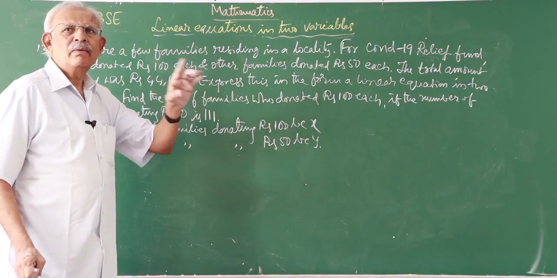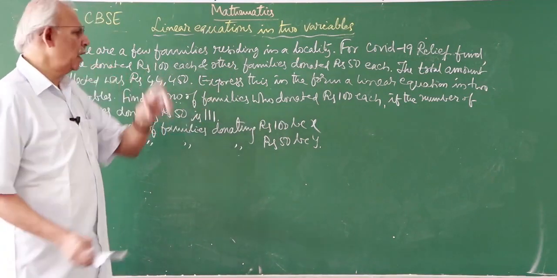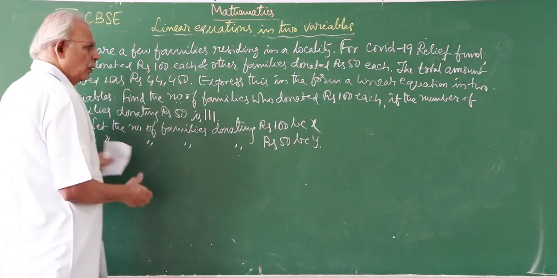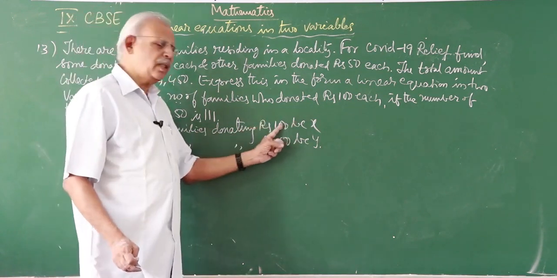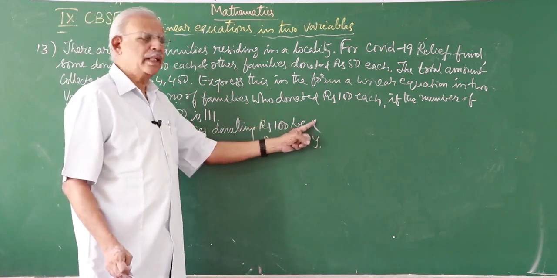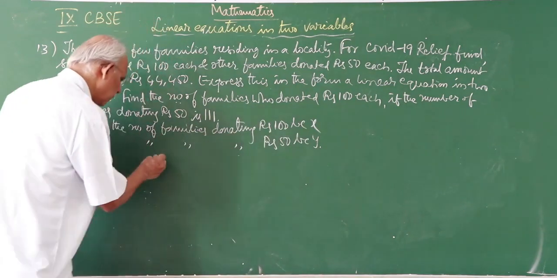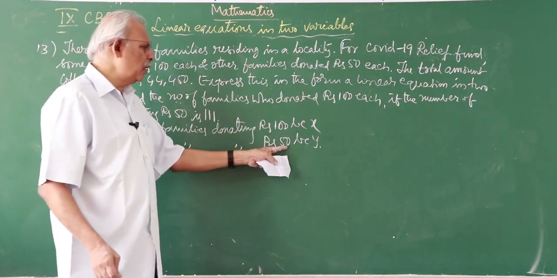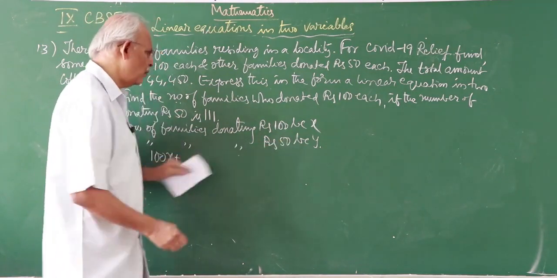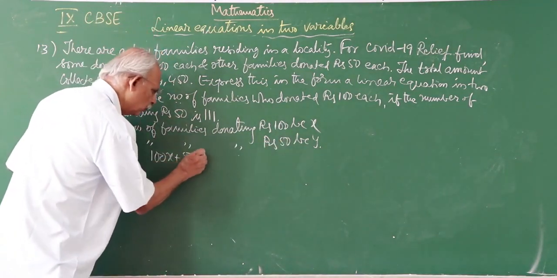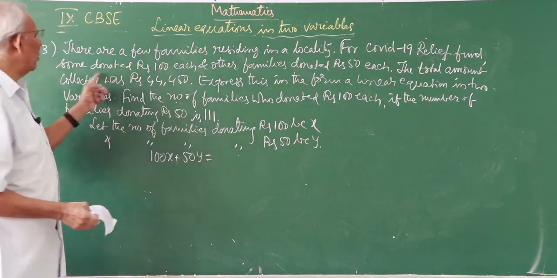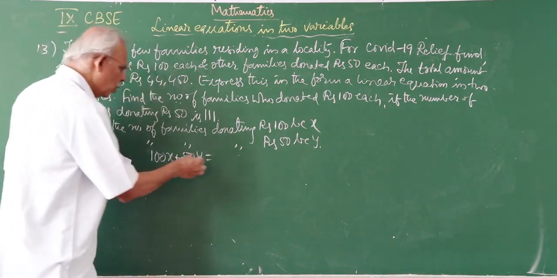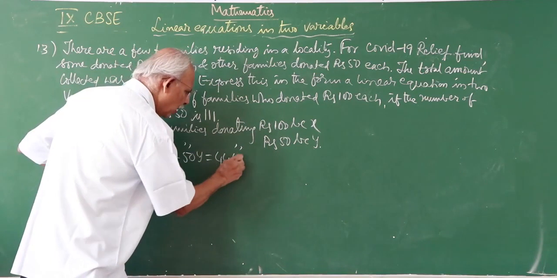Now here, first thing is you have to form the equation. When one family donates 100, and there are X families, therefore 100X. And here one family donates 50, there are Y families, therefore 50Y equals the total amount collected, which is 44,450.